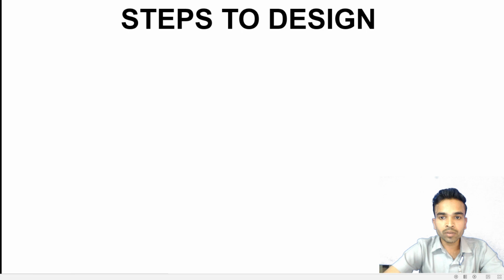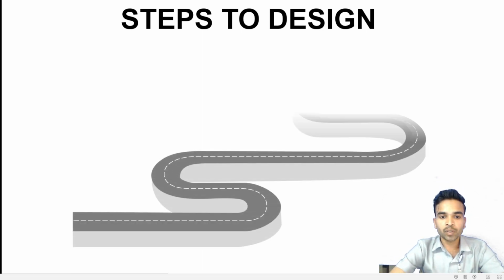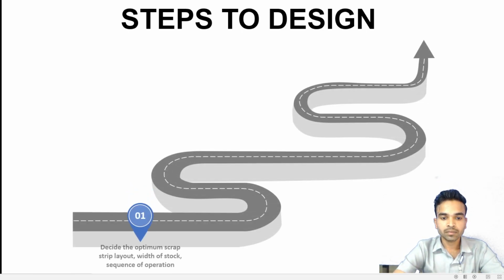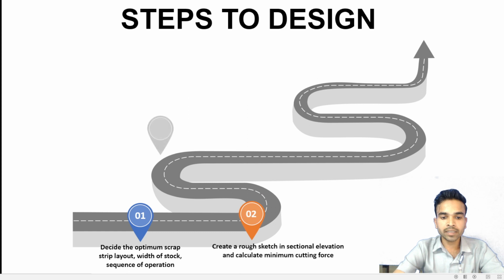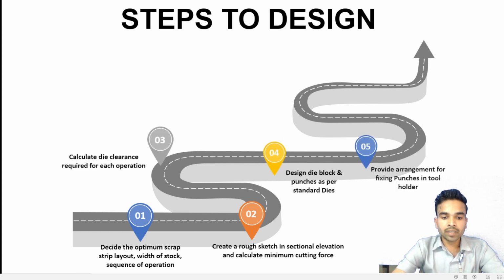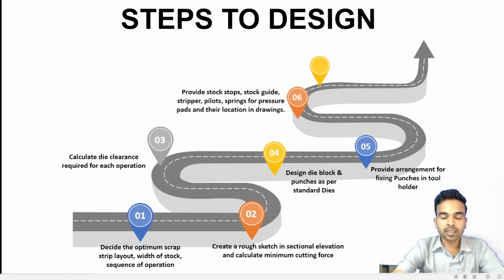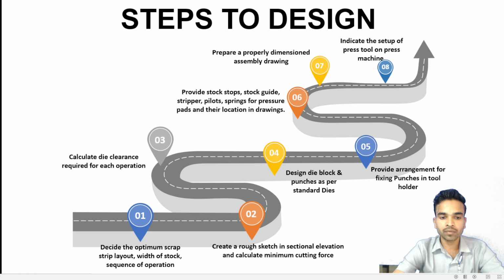Now how to design the progressive tool. First, decide the optimum scrap strip layout with the width of the strip and sequence of operation. Second, create a rough sketch in sectional elevation and calculate minimum cutting force. Third, calculate die clearance required for each operation. Fourth, design die block and punches as per standard dies. Fifth, provide arrangement for fixing punches in tool holder.